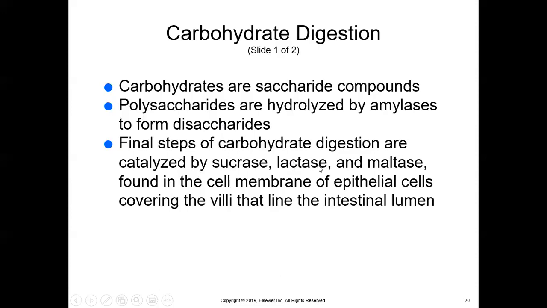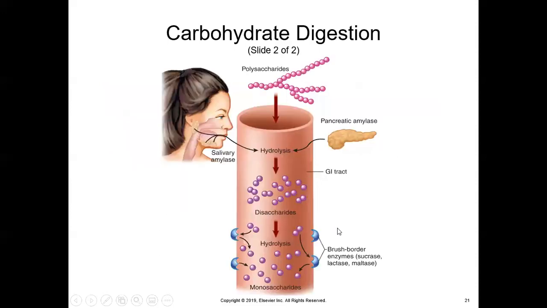Ultimately you want to break them down to glucose. Then the glucose can be transported across the intestinal wall through the cells and get into the blood. So it breaks down to the simple sugars. Salivary amylase will start the breakdown process. So you take in a polysaccharide, and at the very beginning, this represents the intestinal lumen.